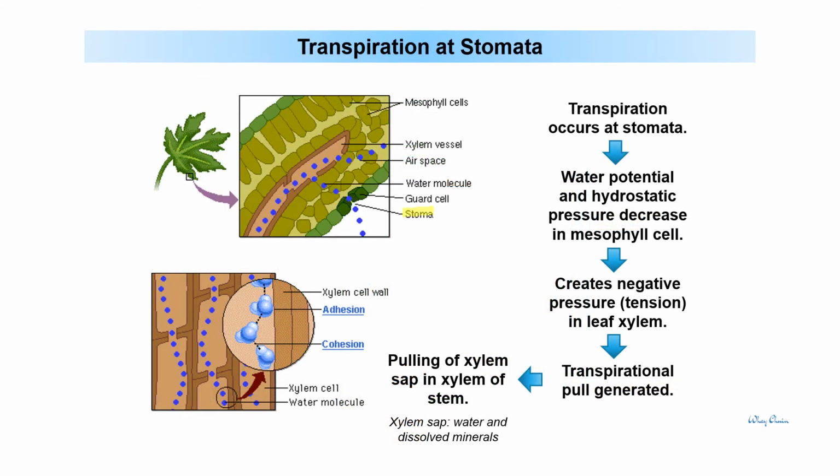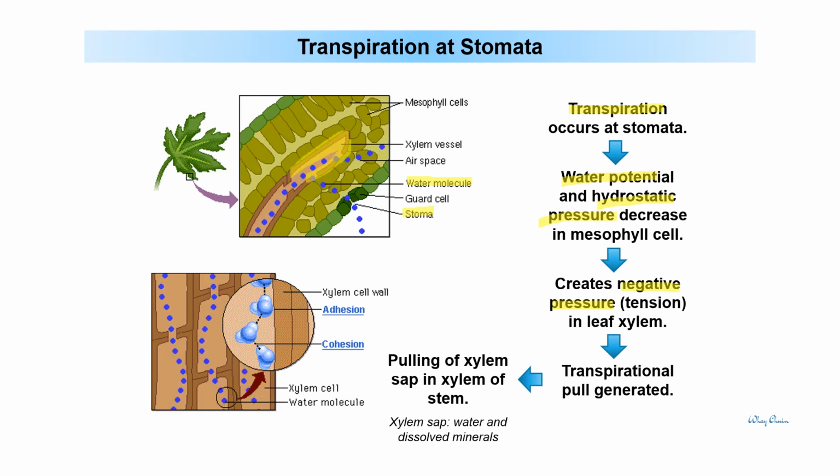Stomata open during daytime, and this causes the water molecules to be lost as water vapor from the mesophyll cells at the leaf into the atmosphere through the stomata. The water loss as water vapor at the leaf surfaces is called transpiration, and this will decrease the water potential and the hydrostatic pressure in the mesophyll cells. And this is able to generate a negative pressure called tension at the xylem of the leaf to replace the water loss at the mesophyll cells.